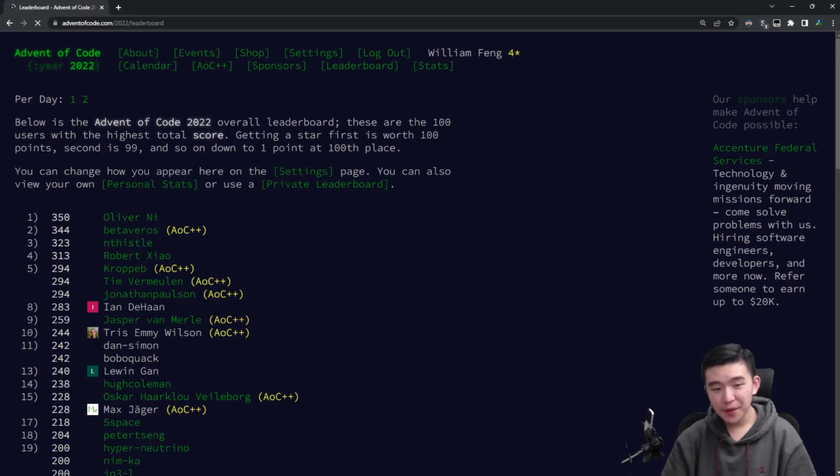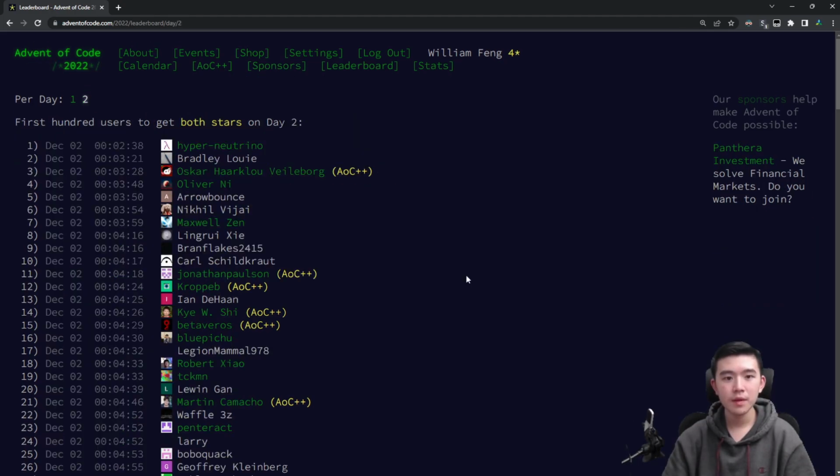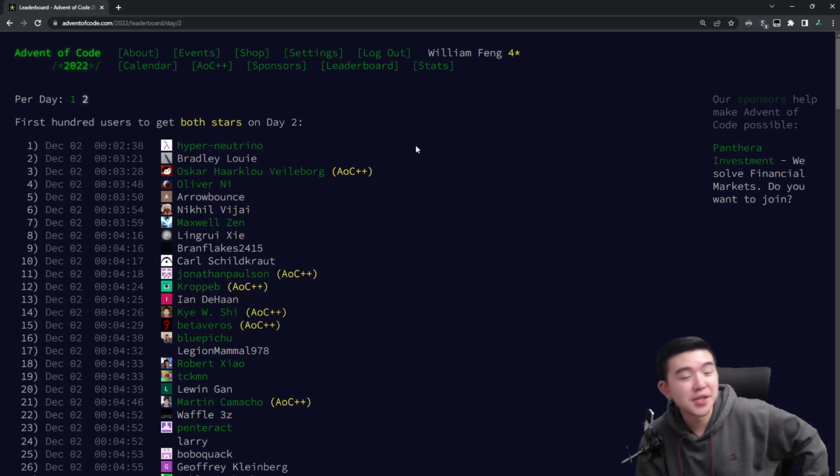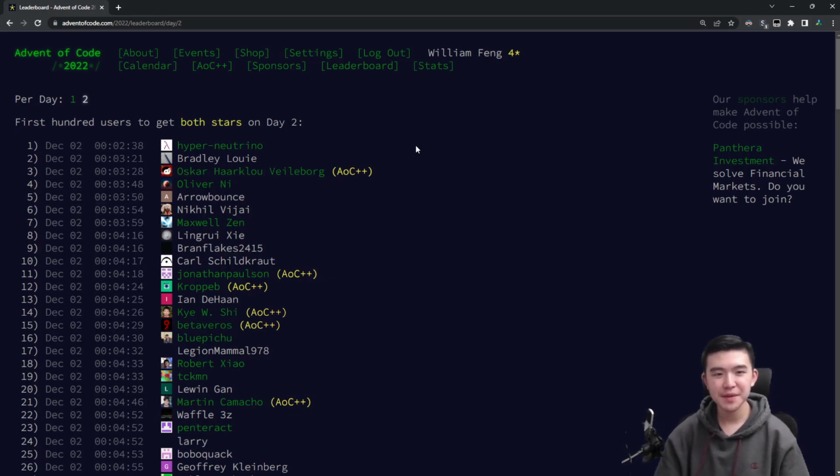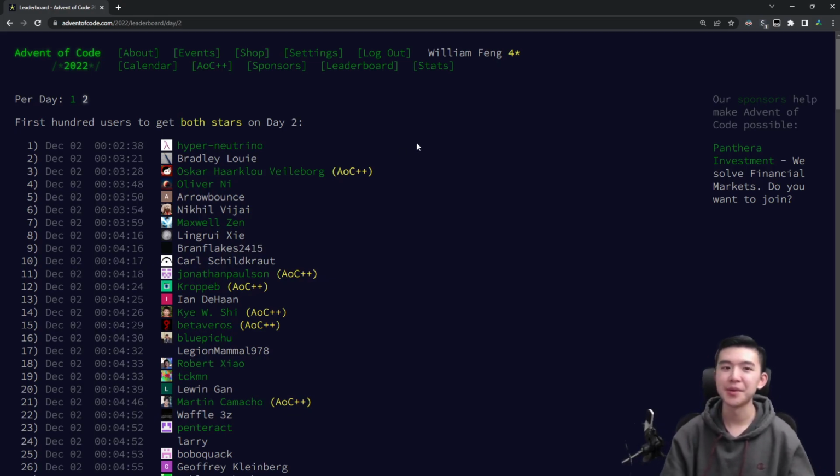Looking at the leaderboard for Day 2, people were once again ridiculously fast. The first place person solved it in 2 minutes and 38 seconds, which is just ridiculous. They must have some kind of special setup, or they're just really fast at coding.